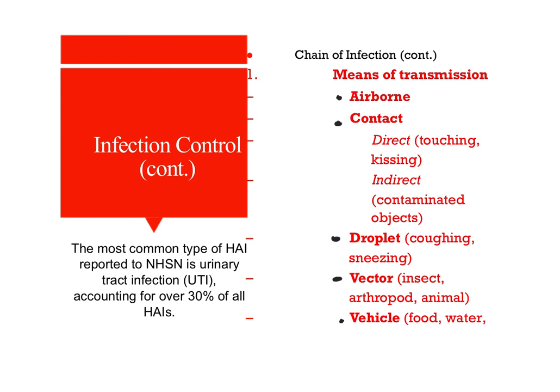Droplet would be those droplets after you've coughed and sneezed that hang out in the air and then someone walks through it. Vector is an insect, arthropod, or animal. And then vehicle would be food, water, and medicine equipment. You do need to know that the most common type of healthcare associated infection is the UTI. That is important to know.